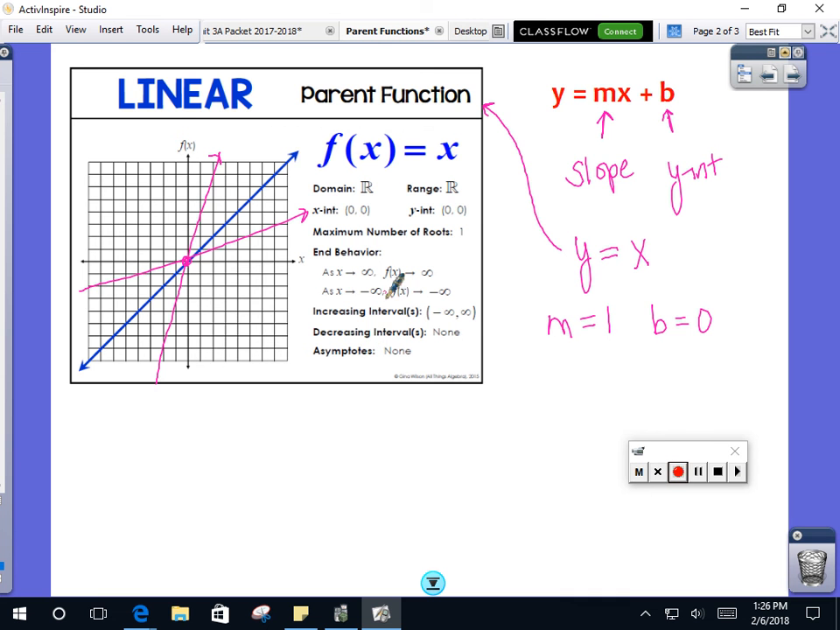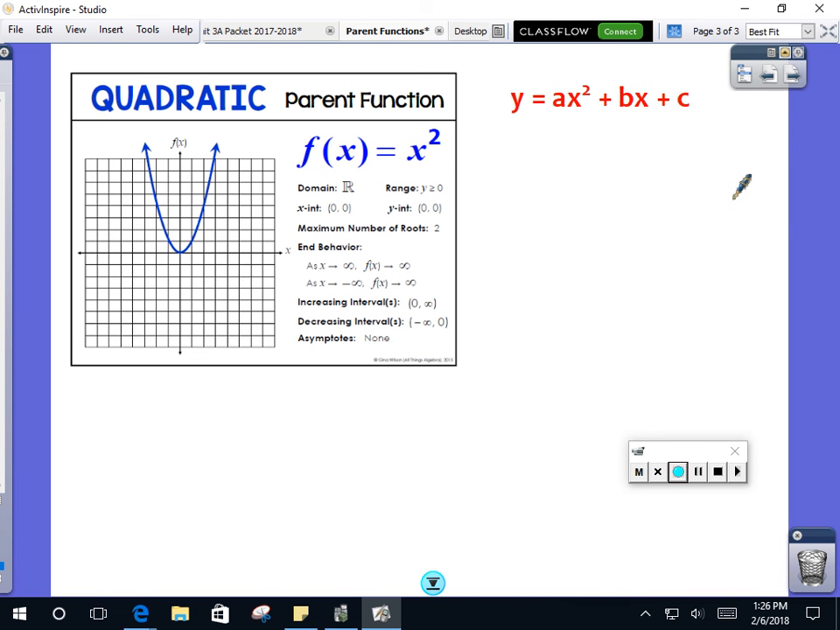Now in Unit 3, we're moving into quadratic functions, which also have a parent function. Every function has a parent function. It's like the starting function. Now, the form for this is the standard form for a quadratic function. It's ax squared plus bx plus c.